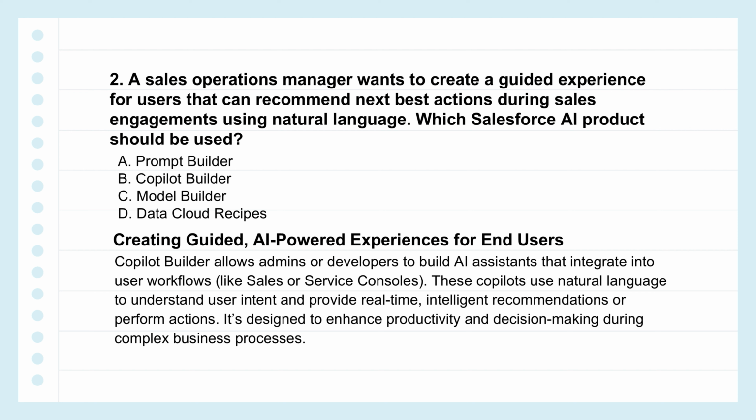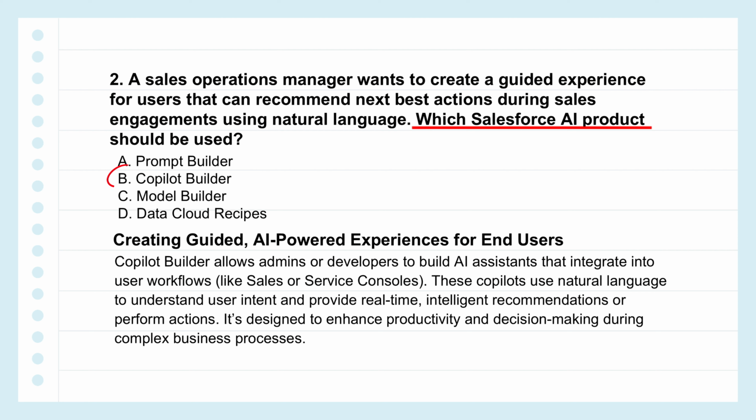Scenario 2. A sales ops manager wants to build a guided experience. The AI should suggest next best actions during a sales chat using natural language. What tool are we looking at? The answer here seems to be Copilot Builder. So what's the main thing Copilot Builder brings to the table for a business?